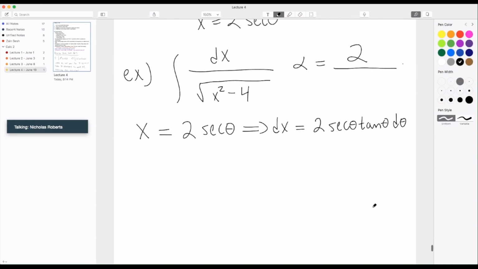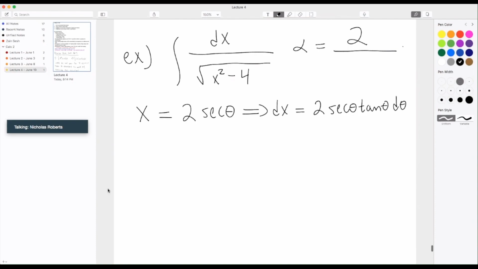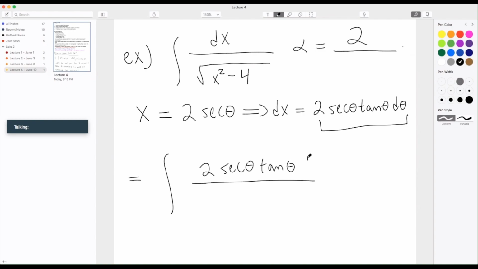Great. So now let's bring this integral into theta. The numerator is just dx, so I'm just going to put this guy: 2 secant theta tan theta d theta. And the denominator will just turn into the square root of 4 times secant squared theta minus 4. I hope that's clear. I just wrote this integral in terms of theta.